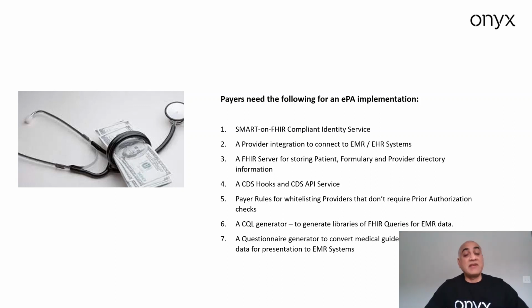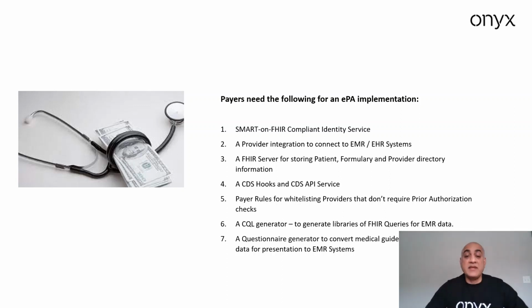The payers have to have an identity service that is compliant with the SMART on FHIR technology. And also, the payer should be able to integrate with the provider's EMR/EHR system, which is required for the payers to retrieve information about the patient or about the encounters from the provider's EMR/EHR system. Also, the payer in-house needs to have a FHIR server for storing the structured FHIR resources like patient, provider directory information and all that stuff, so that they can come to a conclusion about the electronic prior authorization request.